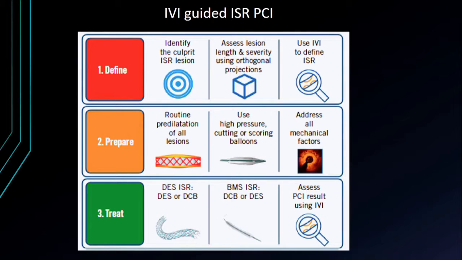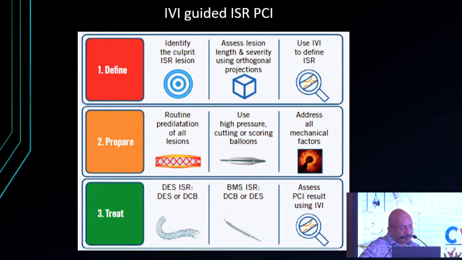Once we define what is the culprit here in this in-stent restenosis, we assess the lesion, the length of this restenosis in various projections, and then decide what to do. Most of the time we have to prepare the lesion vessel bed very well using high pressure balloons, cutting balloons or scoring balloons. We have now 3-4 types of scoring balloons, and address all these mechanical factors. And sometimes we also have to do a laser or maybe a shockwave if there is calcification additionally, and then go ahead with either DES or a drug-eluting balloon.